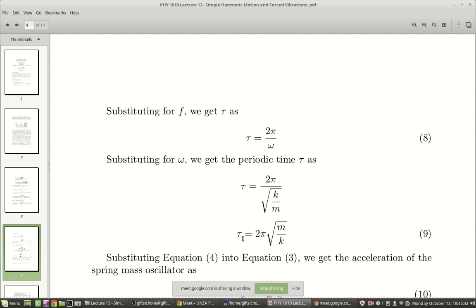Okay, so these bits, I've introduced them. How do you work out the period? How do you work out the frequency? What is the natural frequency? How do you get the frequency?